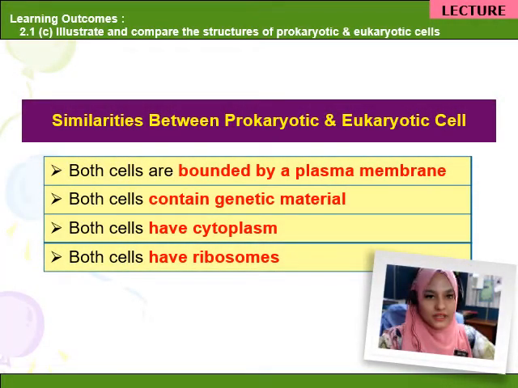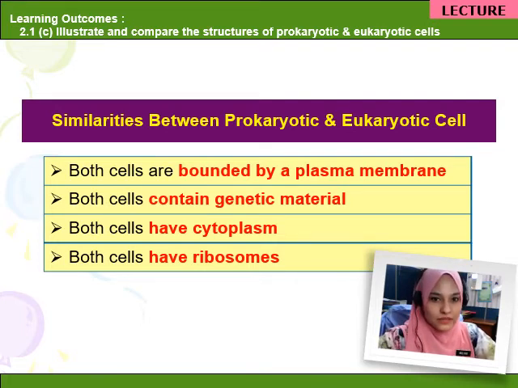In this slide, I am going to explain the similarities between prokaryotic and eukaryotic cells. Basically, both cells are bounded by a plasma membrane to control the entry and exit of substances in the cell. Both have DNA for heredity, and both have cytoplasm, which is a place for chemical reactions to take place and a site for organelles. And also both have ribosomes to synthesize proteins.